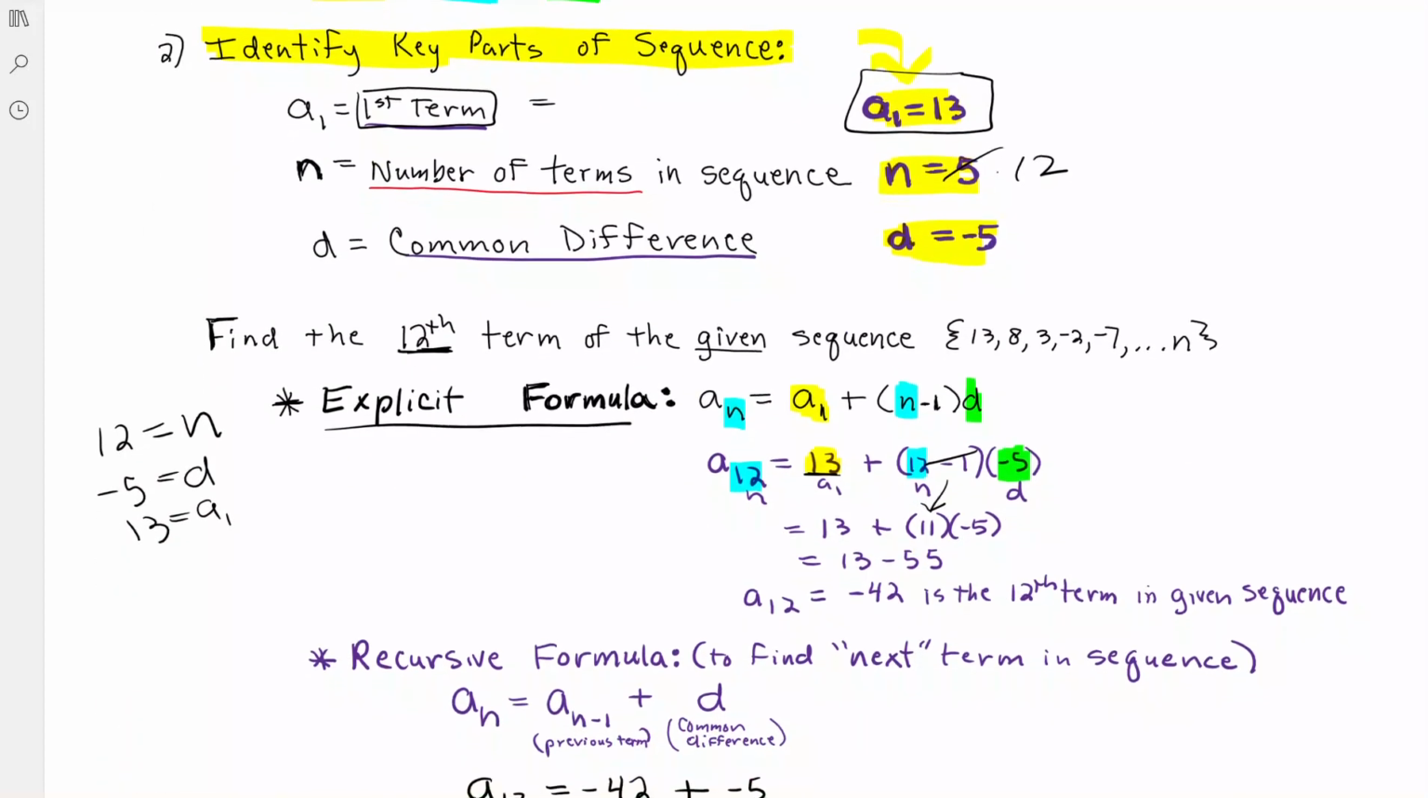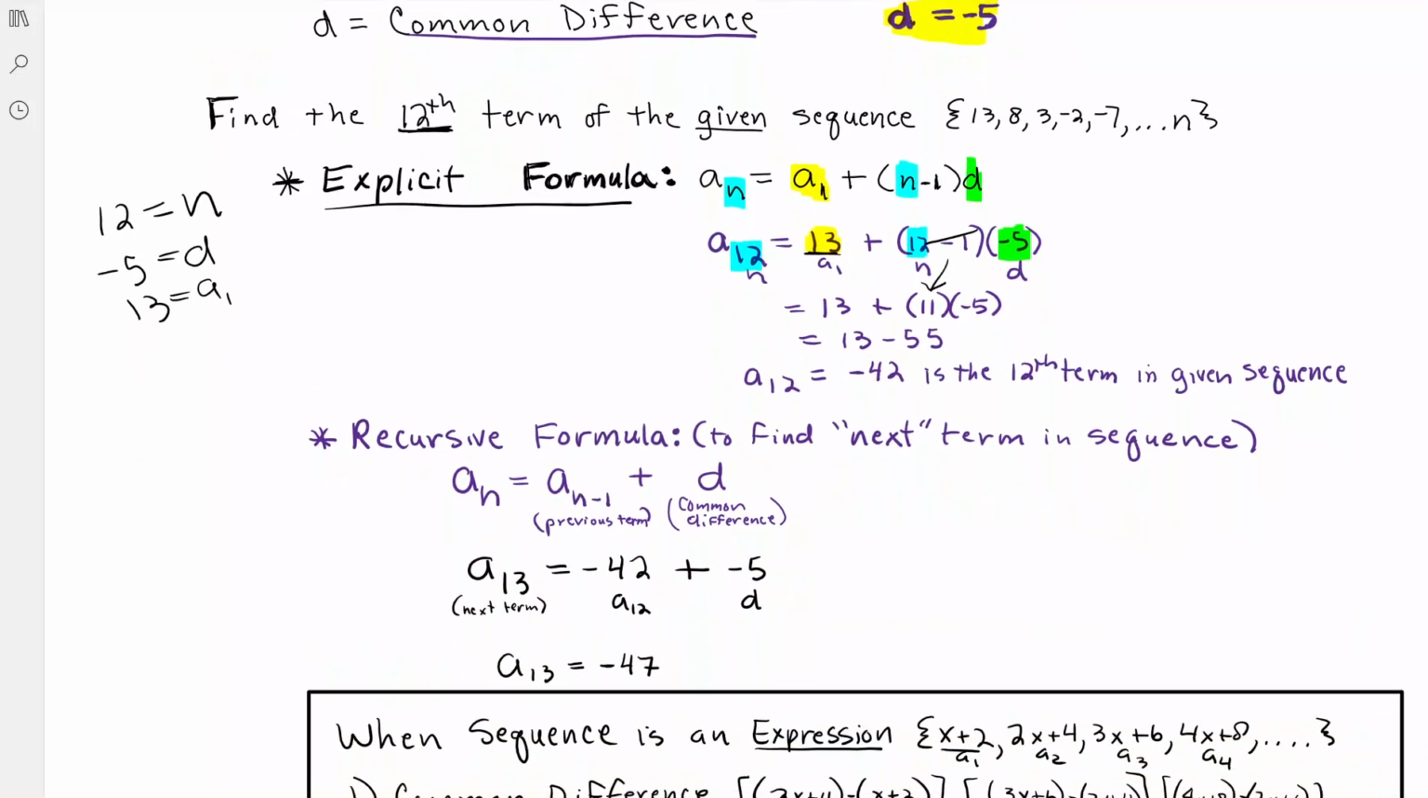And then the next formula is called the recursive, and that's just, well, what do you do? Now that we have the 12th term, let's find the 13th term. Well, here's the formula. If you're looking for the next term, you take the previous term, so this would be A sub 12, and you're just going to add the common difference.